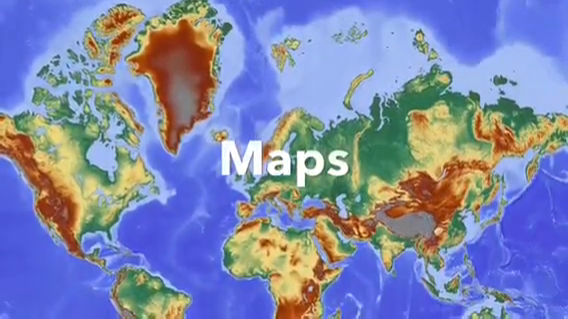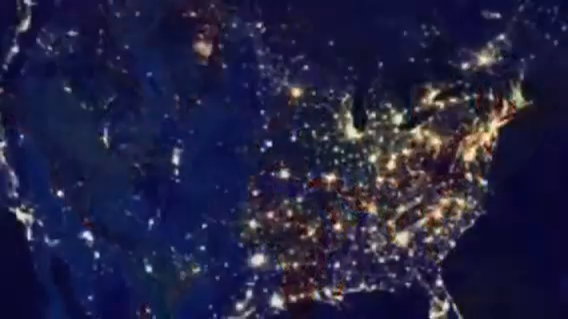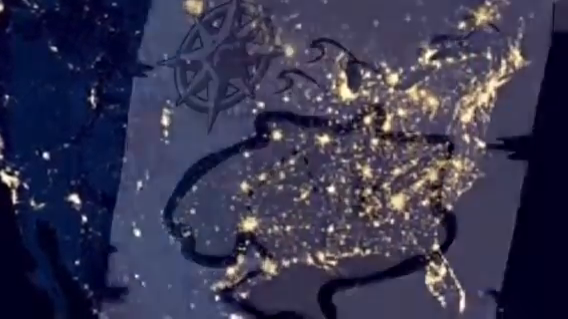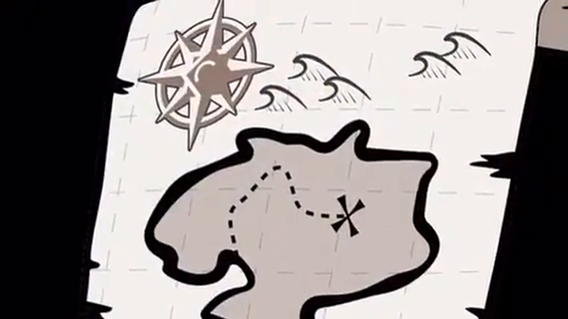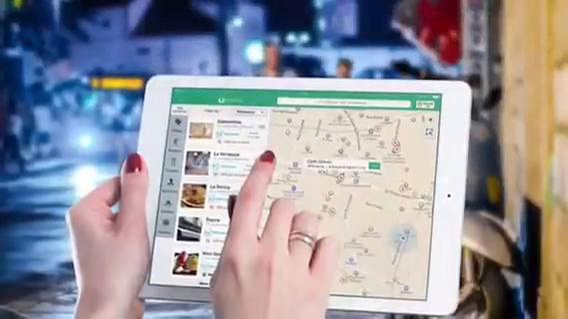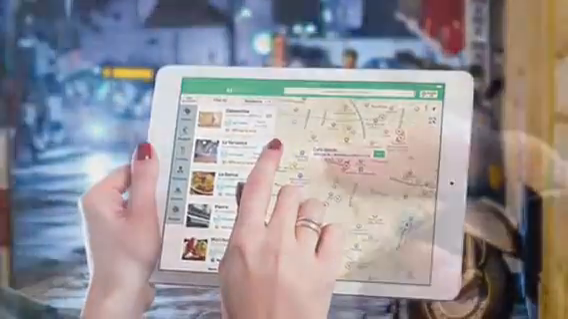A map is a representation of a place. There are many different types of maps that have different uses. For example, a map that shows the population density of the United States, a treasure map, a map that gives you directions to your friend's house, and a map of your town.